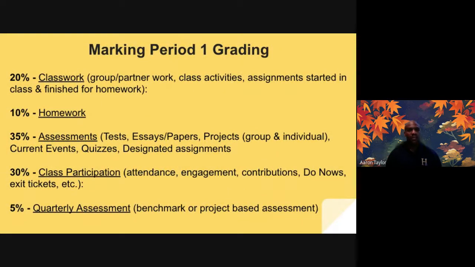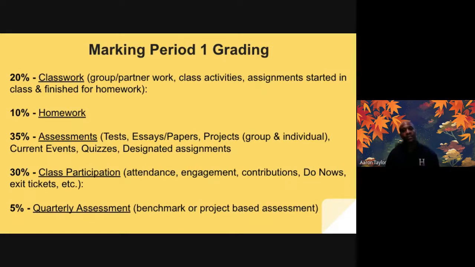Here is the grading for marking period 1, which will be the same for marking periods 2, 3, and 4. 20% is classwork, 30% is class participation. So 50% of their grade is what they're doing in class in school. That's a good thing for them, because as long as they're present and engaged and working, they can control 50% of their grade.